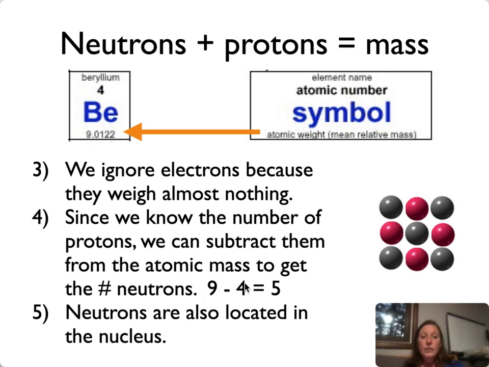4 of those units are due to protons, which means the rest have to be neutrons. So over here, I have our 4 protons and our 5 neutrons. It really doesn't look like a square, but that was all I could manage with the software. So this is already the nucleus of our atom.